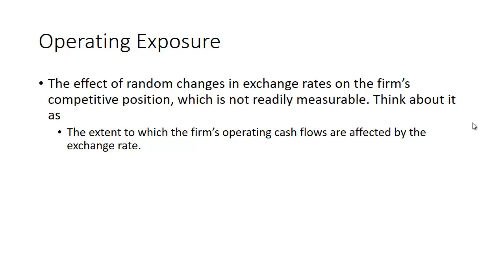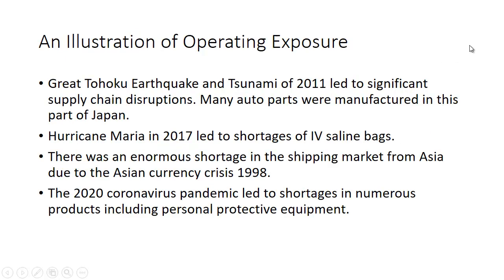Let's take a look at operating exposure. Now, from an international perspective, it's the effect of random changes in exchange rates on the firm's competitive position. And this is not readily measurable. So we want to think about it as the extent to which the firm's operating cash flows are affected by the exchange rate. So let's take a look at some examples of operating exposure.